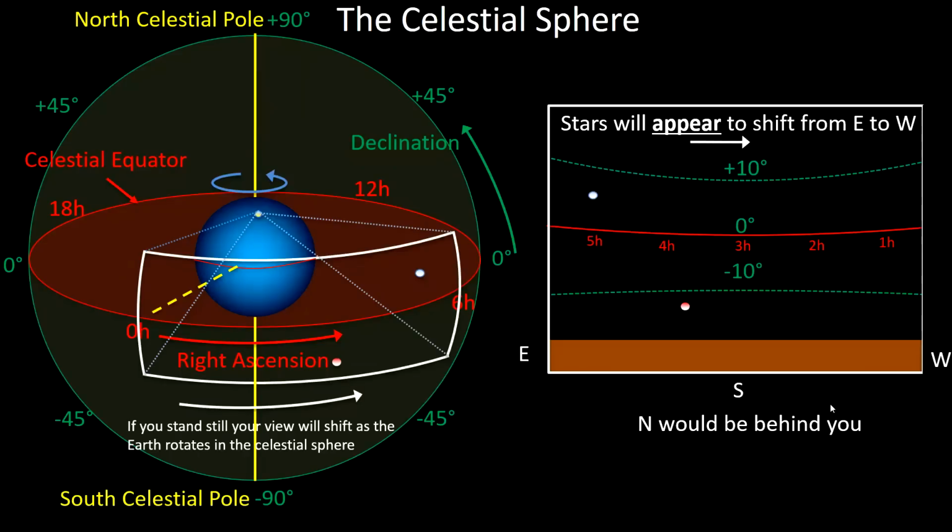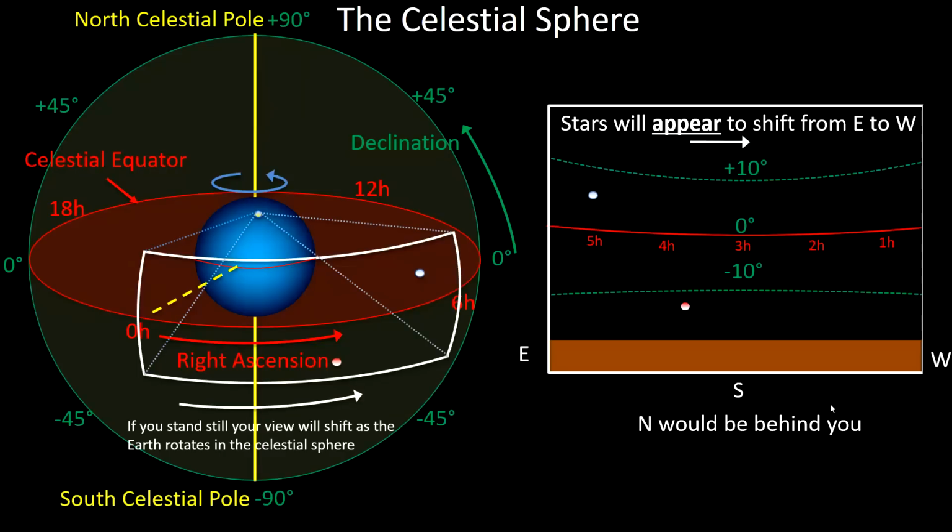And what happens is, due to the Earth's rotation, the entire coordinate system and all the stars rotate in the sky. So it's an apparent movement because the Earth is the thing that's moving, but that's what happens. So the entire thing shifts east to west.